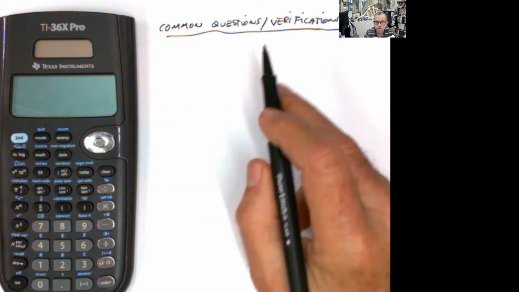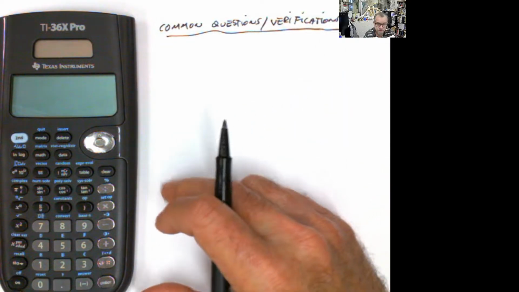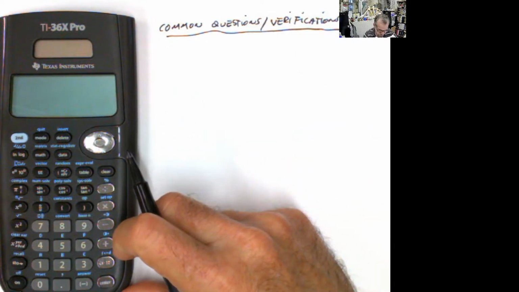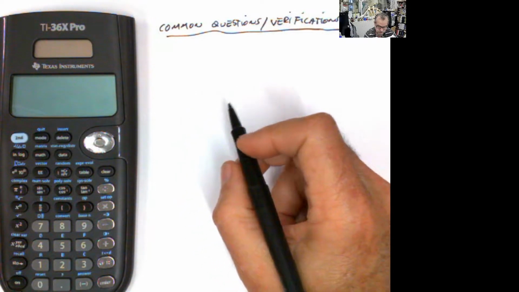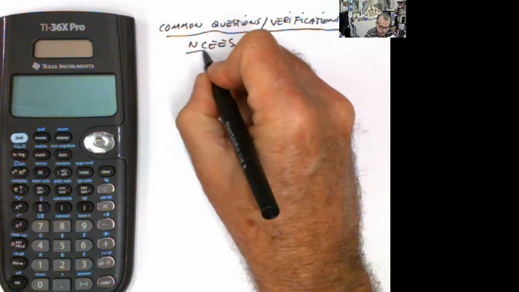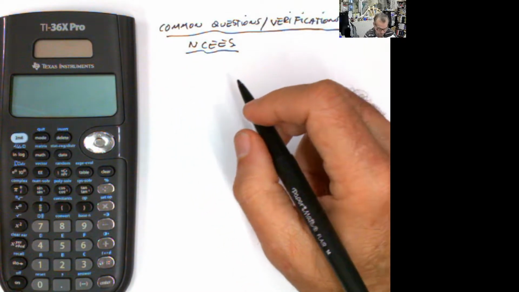I'm going to do this quick video about common questions and verifications that at least my students have when they use this calculator, the TI-36X Pro, which is a very nice calculator, by the way, for the level that we are handling. And this calculator is approved by the NCEES, which is the organization in charge of the FE exam and the PE exam.